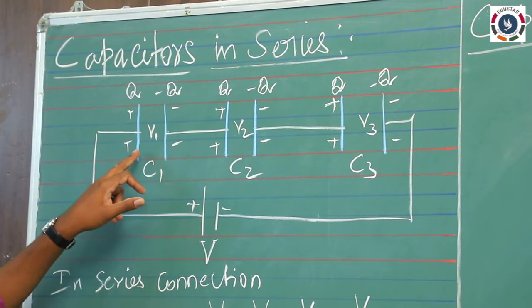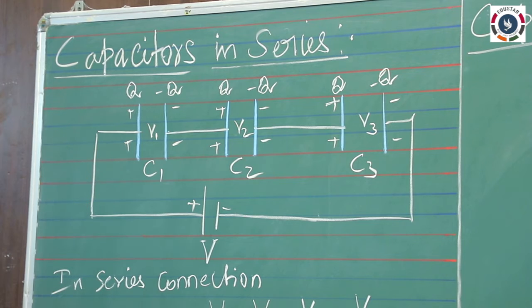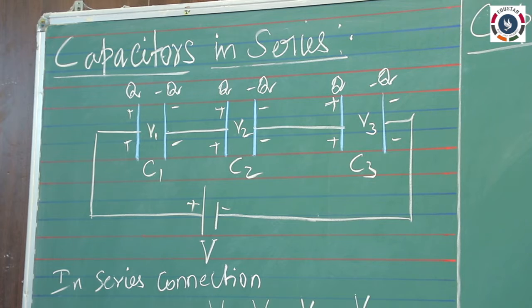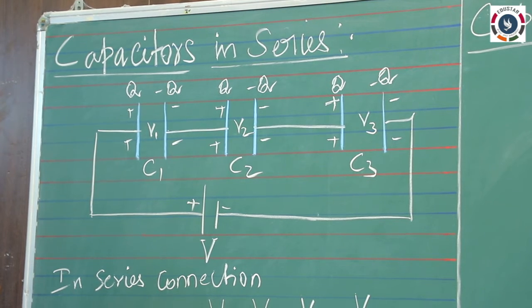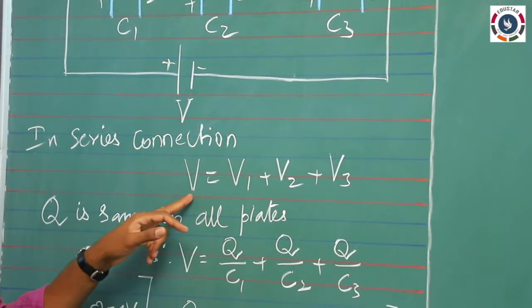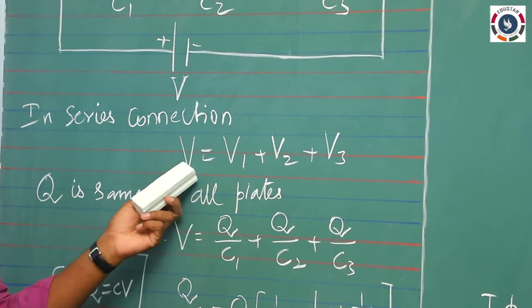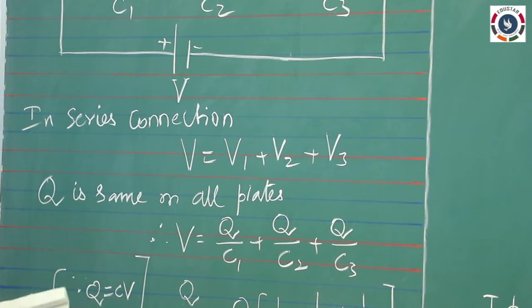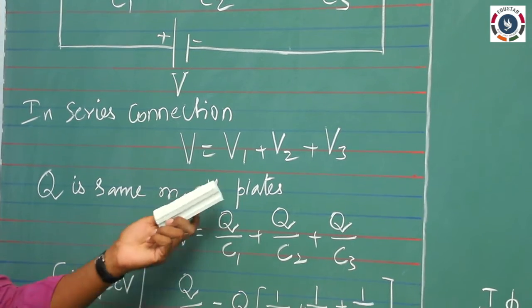So the charge on the plate of C1 equals Q and it will be the same for all; only the potential differences V1, V2, V3 will vary. So the total voltage can be written as V equal to V1 plus V2 plus V3. This is in series connection, but Q is the same on all plates.